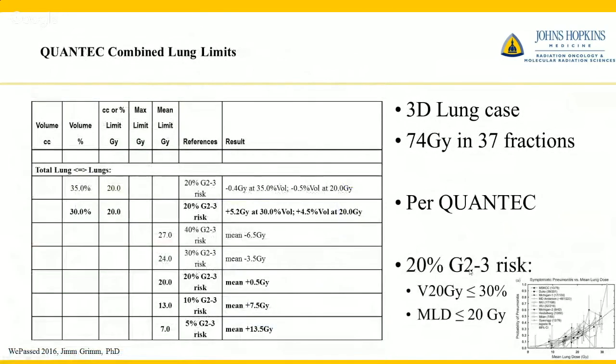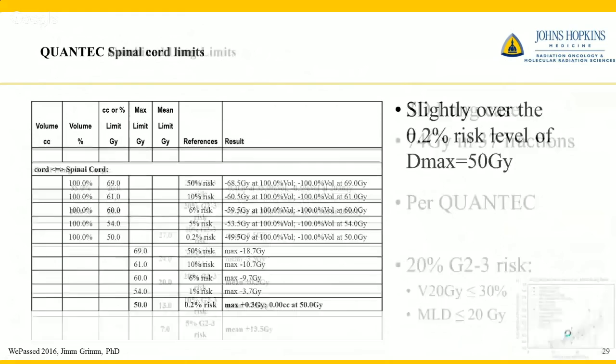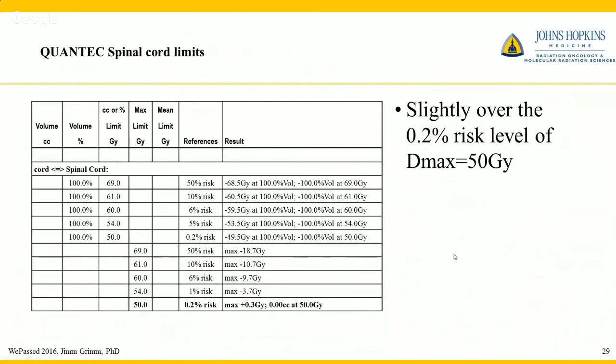And you could see from a table form, and the software also generates this, it's the same 20 gray mean lung dose limit. We're over it by half a gray. And now you know from QUANTEC, from the graph, that you're at 20% risk level. So then that gives you an idea of, well, how serious is this? How steep is the dose response? If I'm at 21 gray instead of 20, how serious is that?